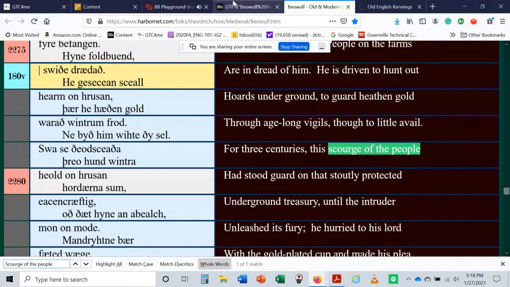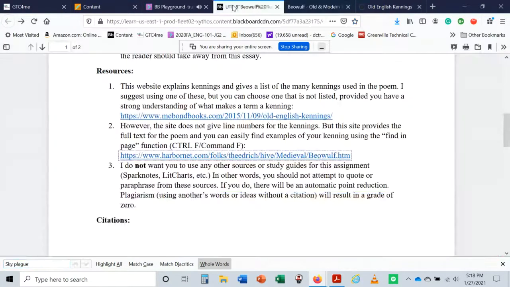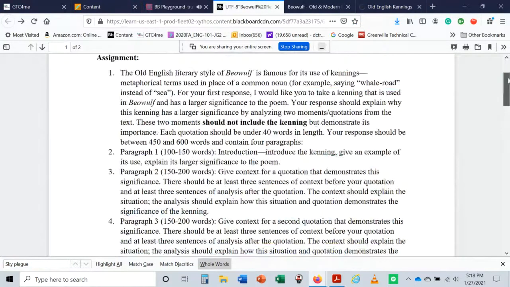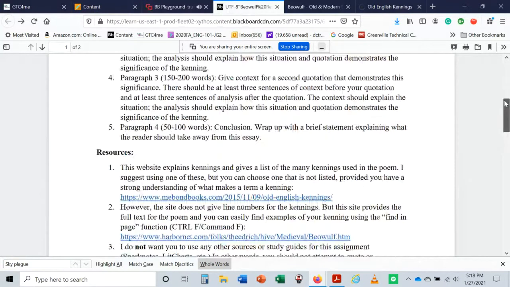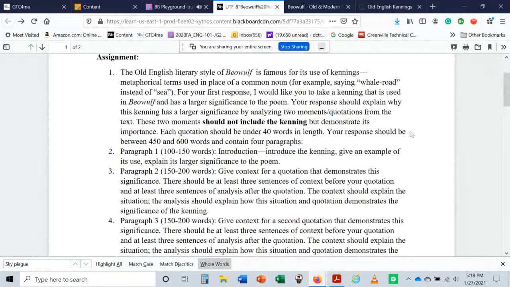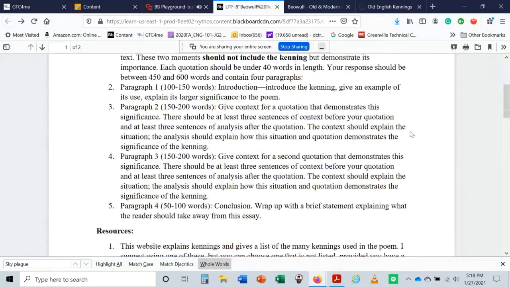All right. So that was my thinking, because I know it's not necessarily easy to go back and remember all the kennings, but you've got a list, you've got a means to find your kenning within the poem. And once you've done so, you can begin mapping out your essay. I'm giving you an organization that I'd like you to use. It's such a short essay that I'm very specific in how I structure it.